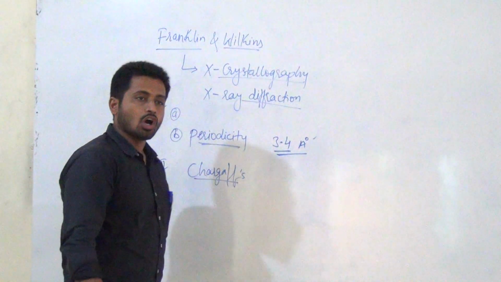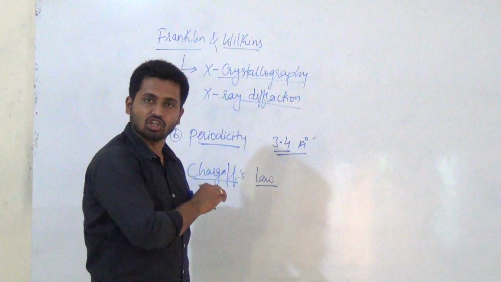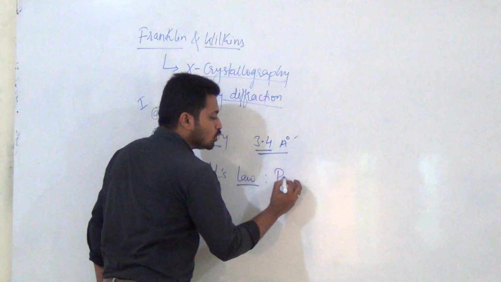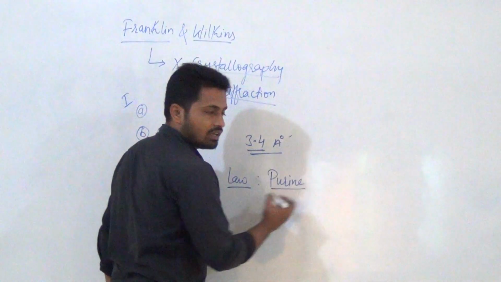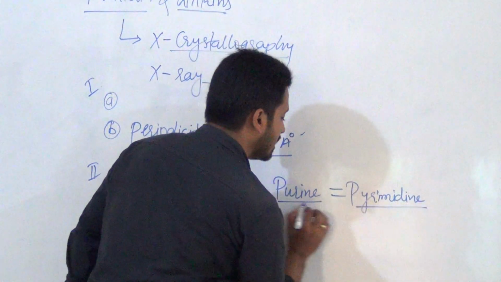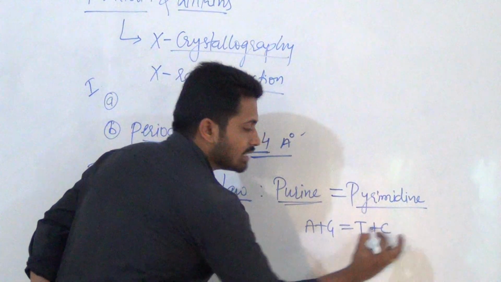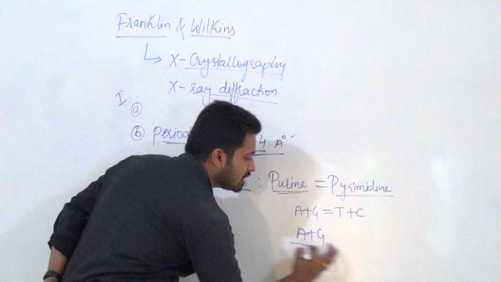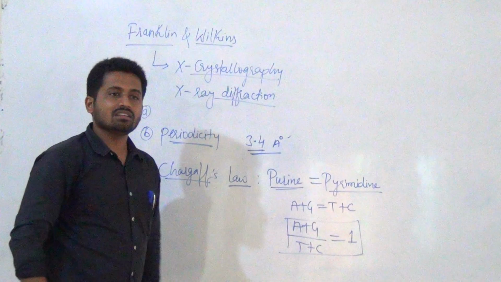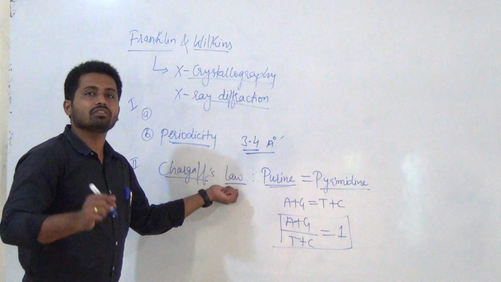What did Chargaff say, or what was Chargaff's law? Law of base equivalence. He told that the concentration of purine is always equal to pyrimidine, that is, the molar concentration of purine is always equal to pyrimidine. Also you can write here, A plus G equal to T plus C, or A plus G divided by T plus C equal to a constant. And this is nothing but Chargaff's rule of base equivalence.